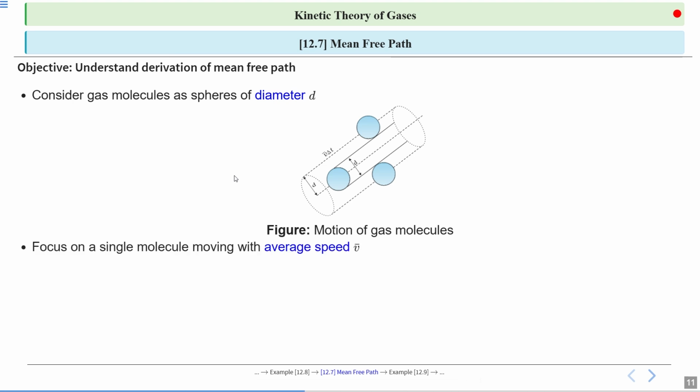So here we will focus on a single molecule moving with an average speed represented by the symbol v bar. This average speed is an important factor in calculating the mean free path, as it influences how frequently a molecule will encounter others. Keep in mind that this speed is an average, considering the random motion of all molecules in the gas.